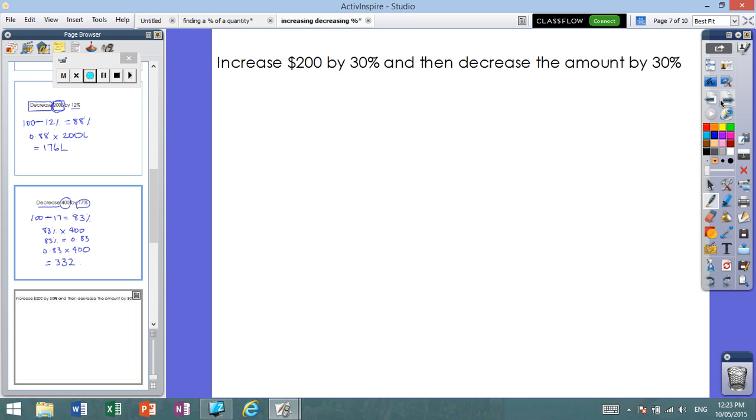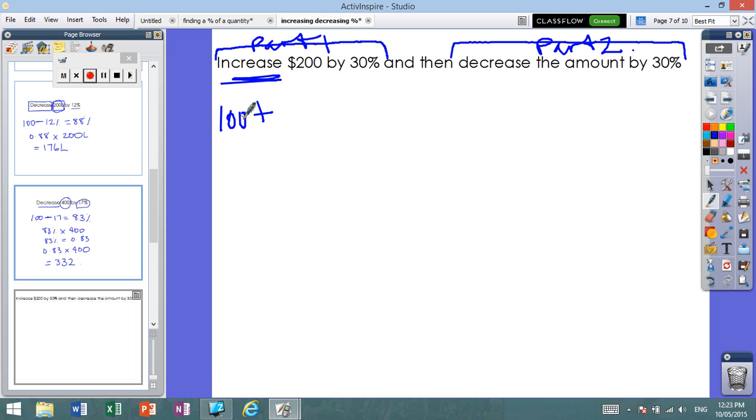Alright, now this one's a bit trickier. It's got two parts, really important. I hope you found this. Alright, part one, that's all we're going to work on first, and then we get to part two. So first we're going to do part one. We're increasing, so instantly I put my plus sign there. 100, and what are we increasing by? We're increasing by 30, so that gives us 130% that we need to find.